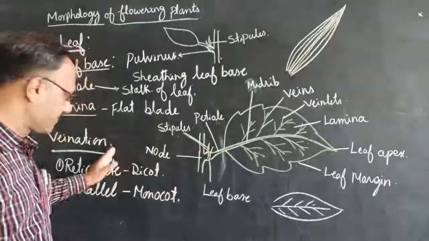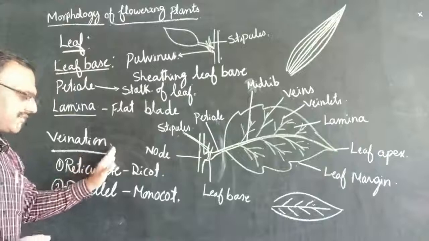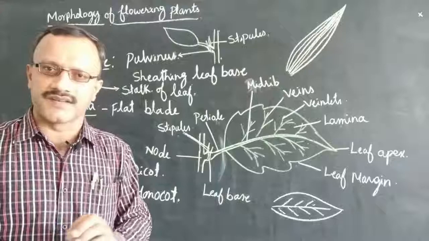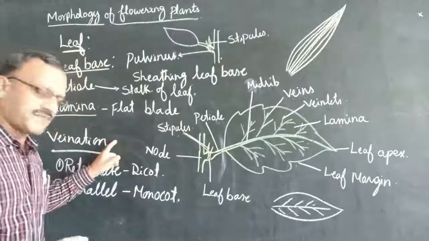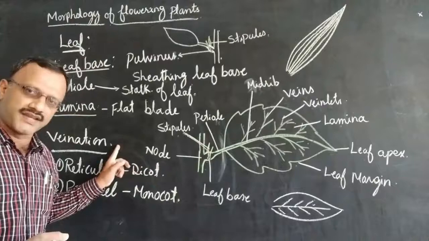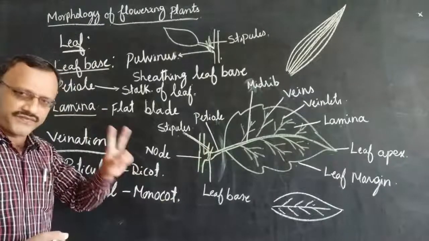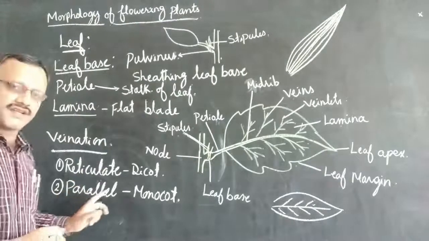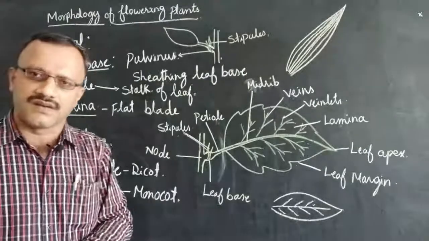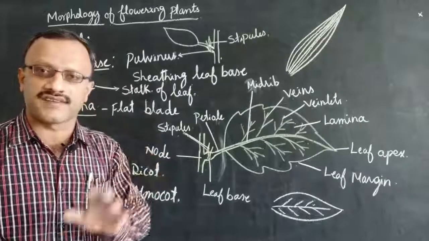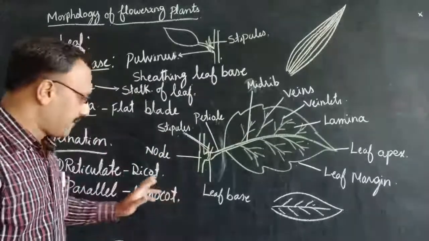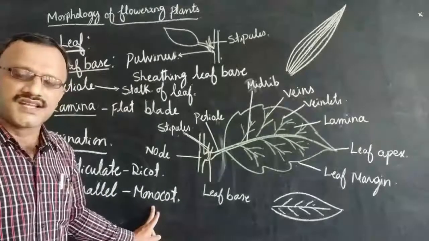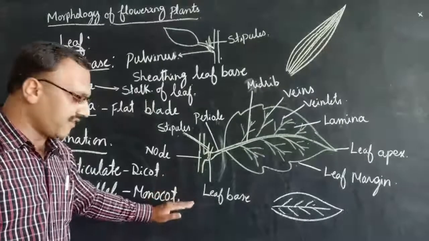Venation for 2 marks. Define venation. Venation is nothing but the mode of arrangement of veins and veinlets in the leaf. I'll repeat. Venation is the mode of arrangement of veins and veinlets in the lamina of the leaf, which is of 2 different types. One is reticulate venation and another is called parallel venation. Reticulate venation is the feature of dicots, where a network of veins is present in the lamina, whereas parallel venation is the feature of monocot plants, where the veins are arranged parallel with the midrib.